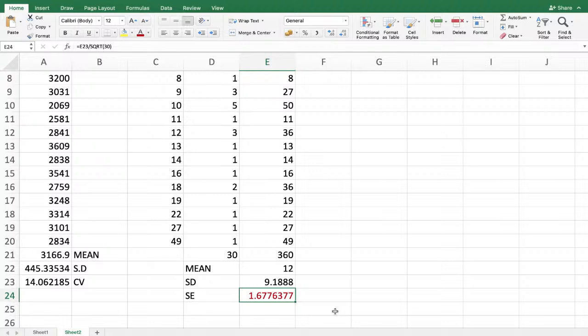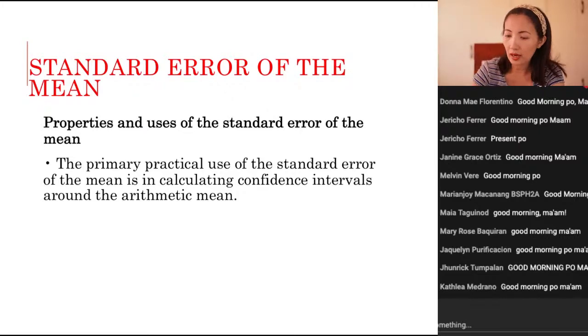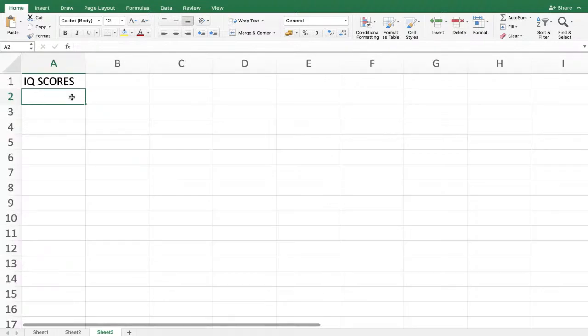Now we move on to the next. Let's say we want to know the average IQ of College of Allied Health Sciences students. We have a sample of 10 students who took an IQ test, and the following are the results: the IQ scores of the 10 sampled students.